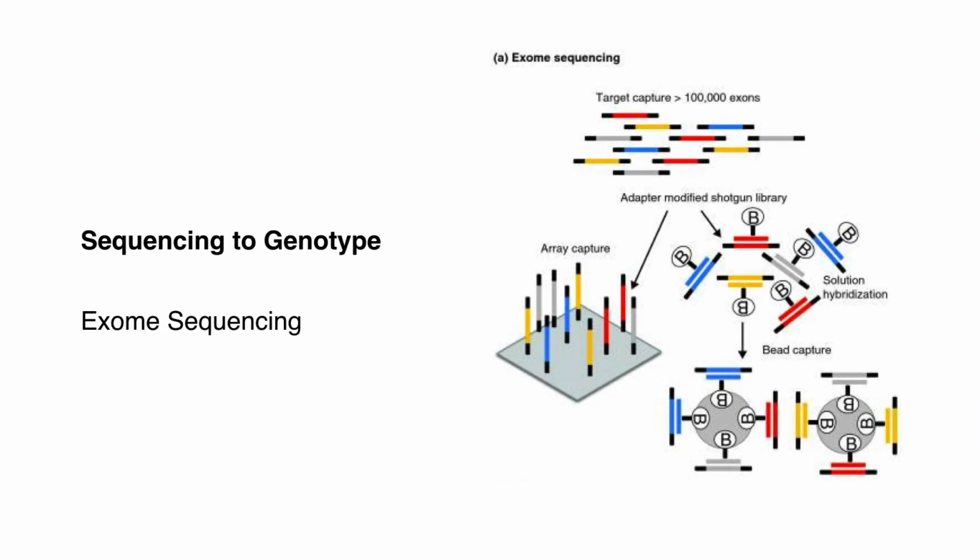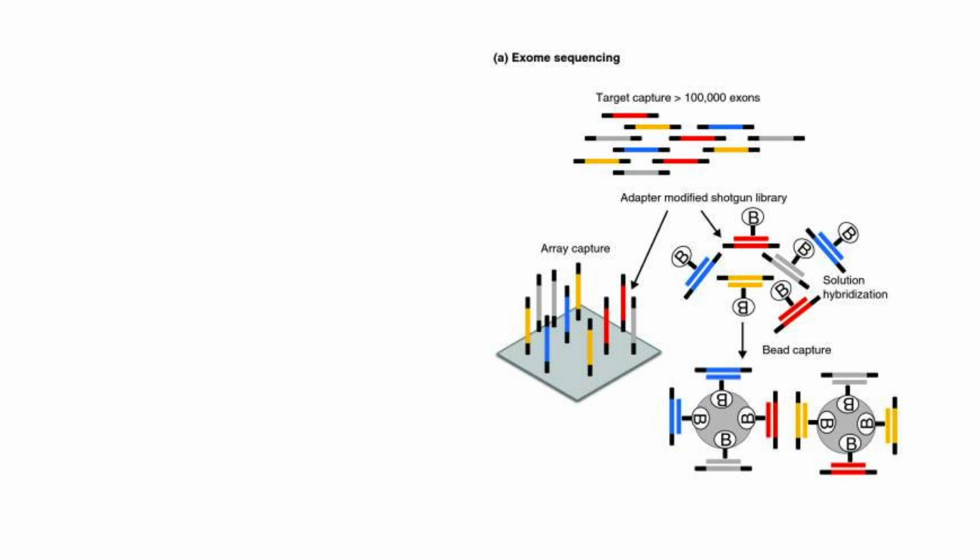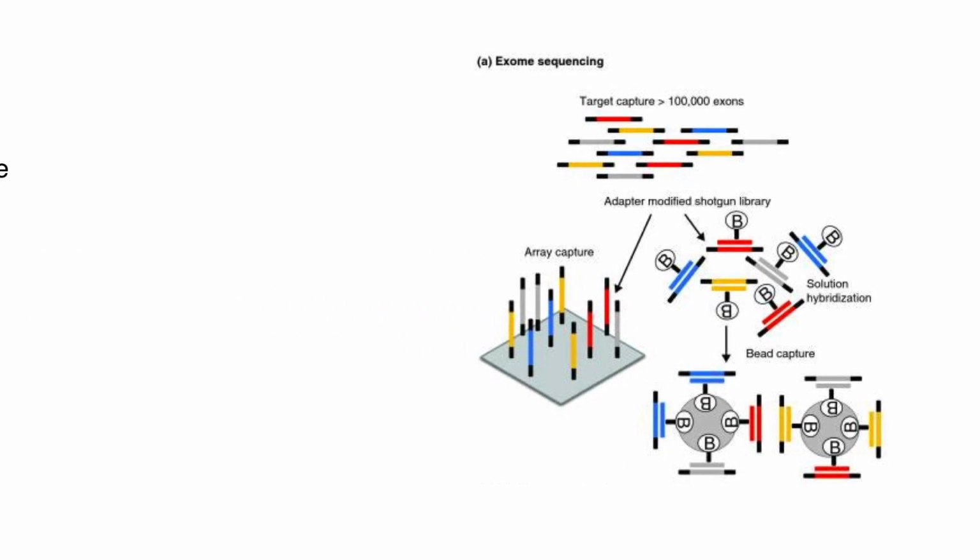In exome sequencing, we can gradually reduce the amount of information that comes from a single genome. So we will only sequence the exome, the coding parts of the genome. To start, we need to capture the exome.